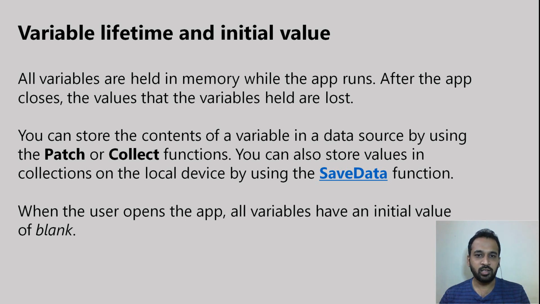You can store the content of a variable in a data source by using the Patch or Collect function. You can also store values in collections on the local device by using the save data functions. These things we can discuss in our later videos. When the user opens the app, all the variables have an initial value of blank. So this is an important thing which we need to keep in mind in our further process.